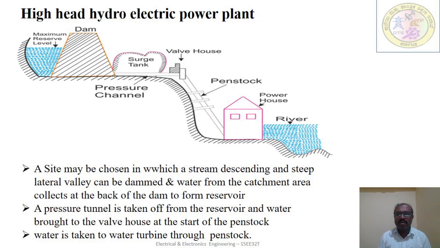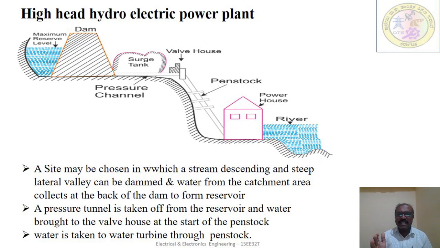In a powerhouse, the water turbine converts hydraulic energy into mechanical energy. The turbine drives the alternator, which converts mechanical energy to electrical energy. You can observe in this diagram there is a surge tank. The surge tank is open from the top.